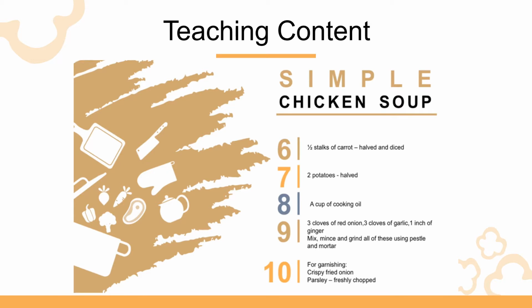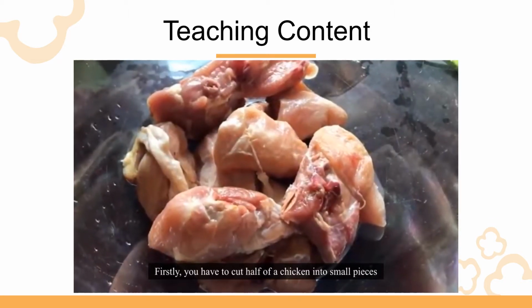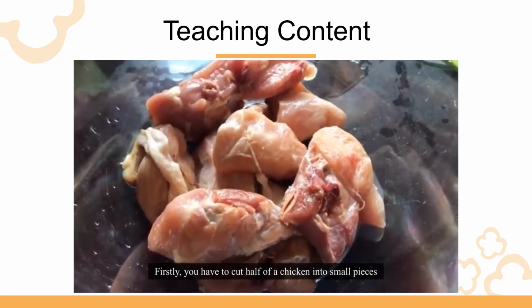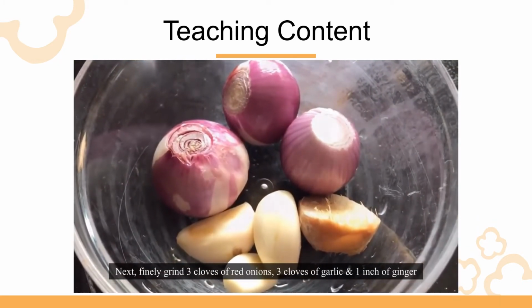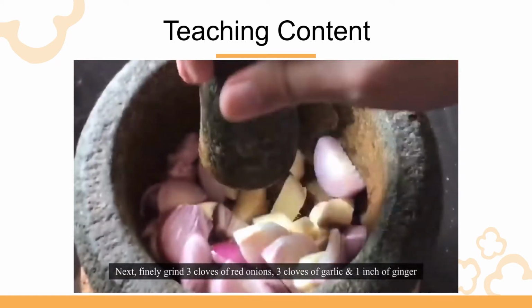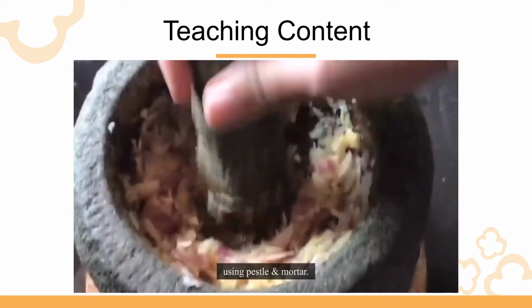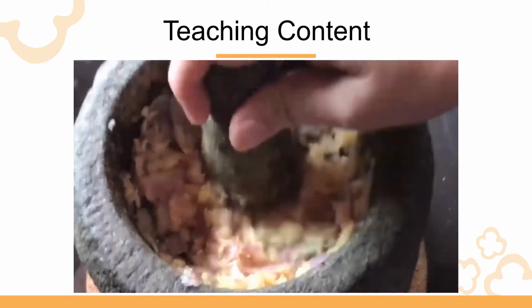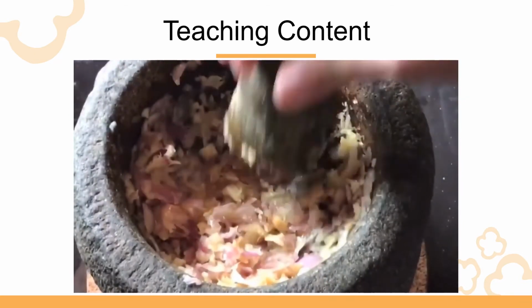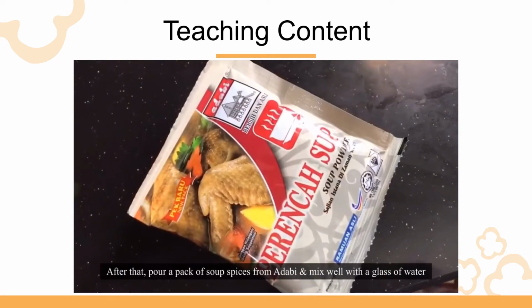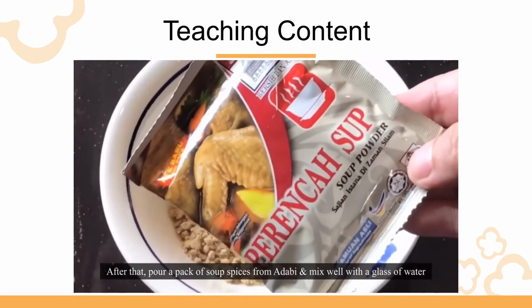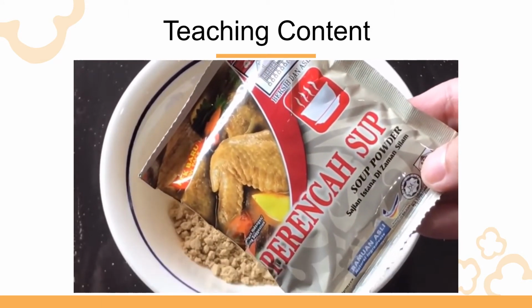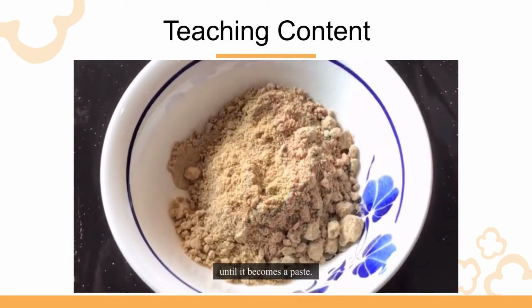Now, let's move on to the steps and procedure. Firstly, you have to cut half of a chicken into small pieces. Next, finely grind 3 cloves of red onions, 3 cloves of garlic, and 1 inch of ginger using a pestle and mortar. After that, pour a pack of soup spices from Adabi and mix well with a glass of water until it becomes a paste.